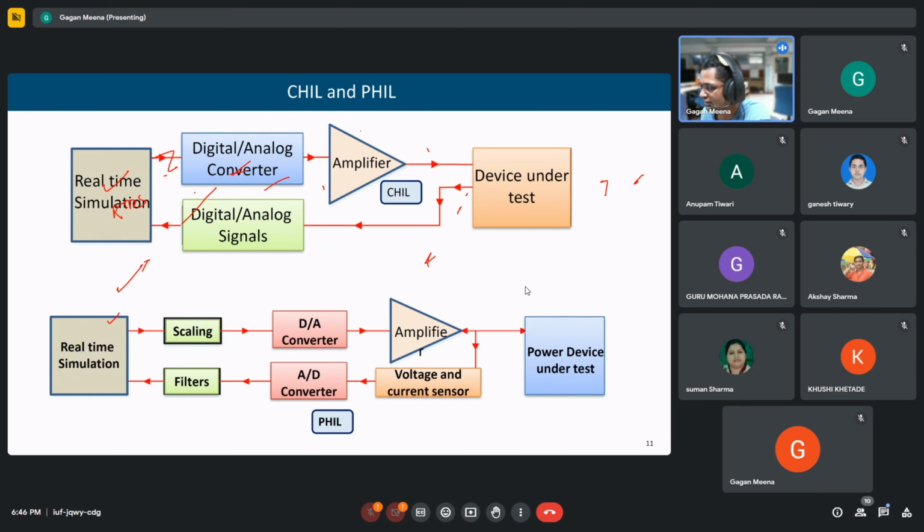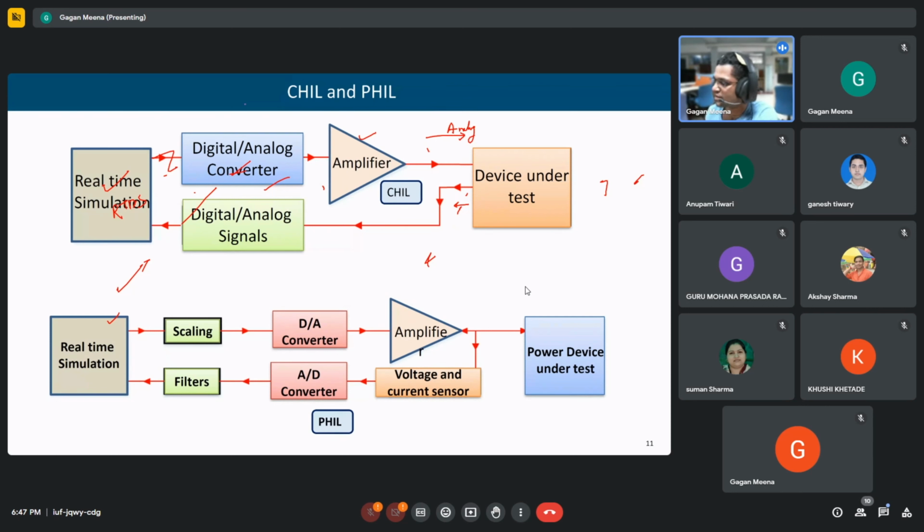Then the next step is the amplifier. The output of the amplifier goes to the device, which gives the analog output. Then from the device we can get feedback. Since it is a closed loop, that will go to the analog to digital converter of this simulator, and then inside the network. So this is CHIL. These two things you should remember. These are very important.